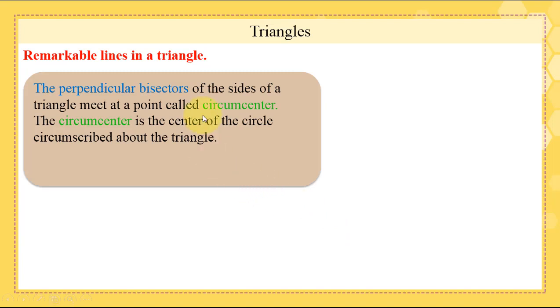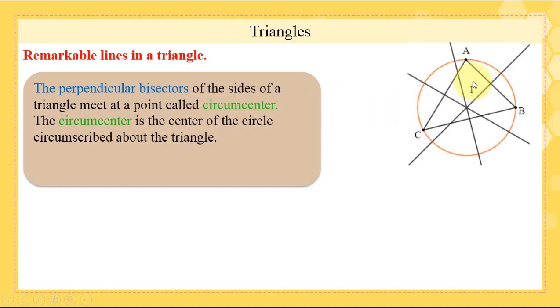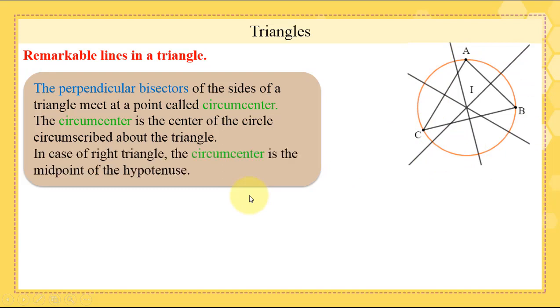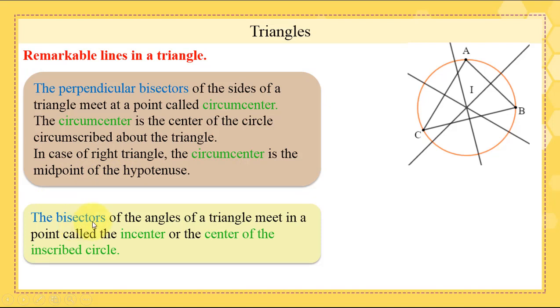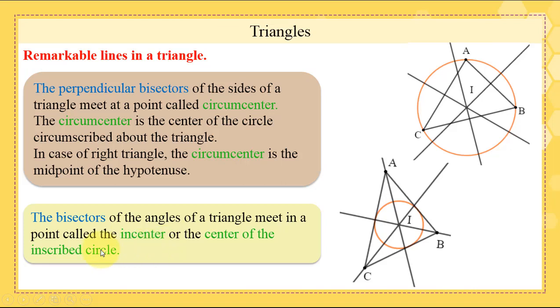The perpendicular bisectors of the sides of a triangle meet at a point called circumcenter. It is the center of the circle circumscribed about the triangle. This means the circle that passes through the three vertices of the triangle. In case of right triangle, this is a special case, the circumcenter will be the midpoint of the hypotenuse. In a triangle also we have three angles, their bisectors meet in a point called incenter. It is the center of the circle inscribed inside that triangle, which is tangent to the three sides of the triangle.